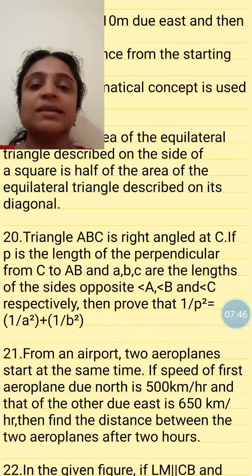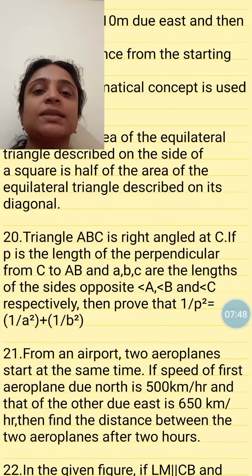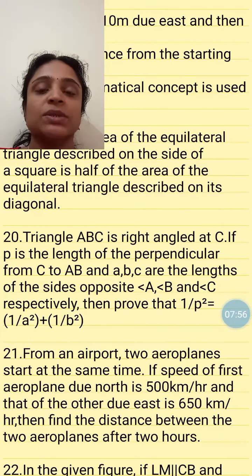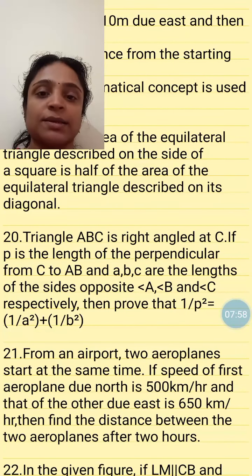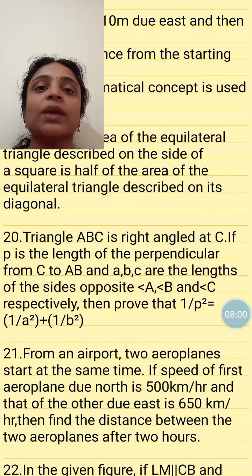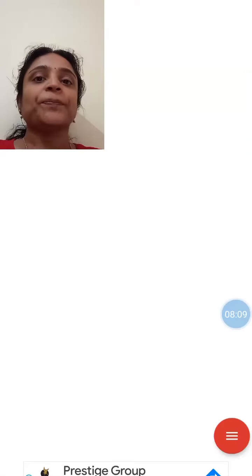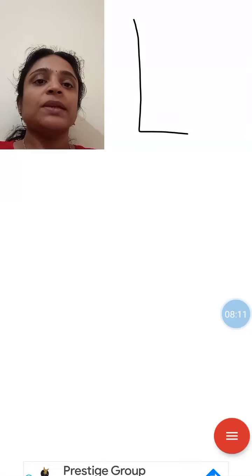Next question is, triangle ABC is right angled at C. If P is the length of the perpendicular from C to AB and a, b, c are the lengths of the sides opposite angle A, angle B and angle C respectively, then prove that 1 by P square equal to 1 by A square plus 1 by B square. Here, ABC is a triangle right angled at C.